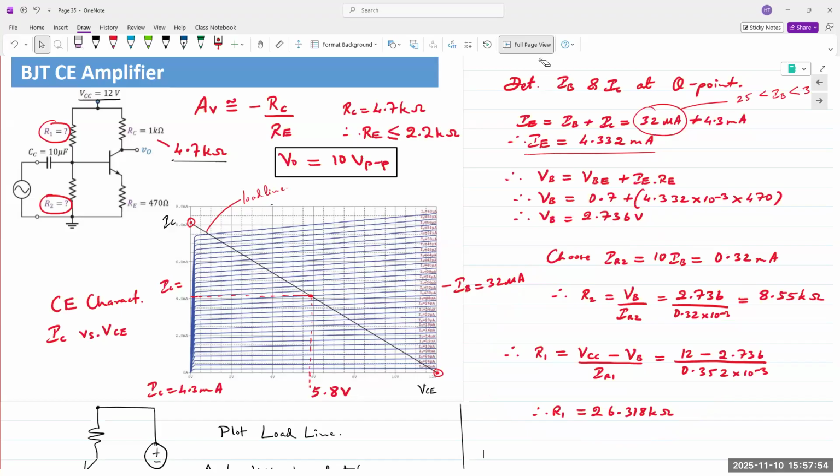Okay. So choose IR2 at least 10 times IB. IR2 is the current that would be going in. And so that's 0.32. And then from there, you can calculate R2, which is the bottom resistor. You choose a value. Again, as I said, you choose a value for IR2. If that doesn't work out and you're not able to simulate your amplifier in LT Spice, you just play around with the values just a little bit, not too much.